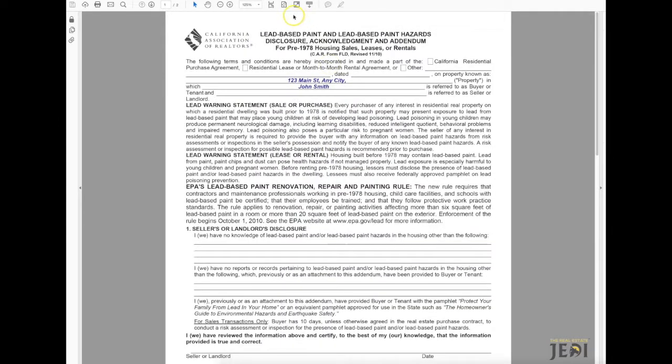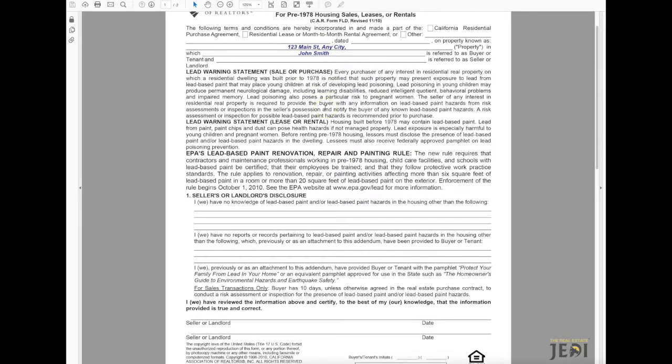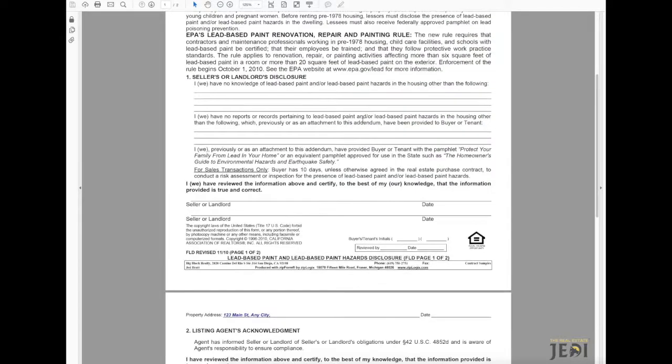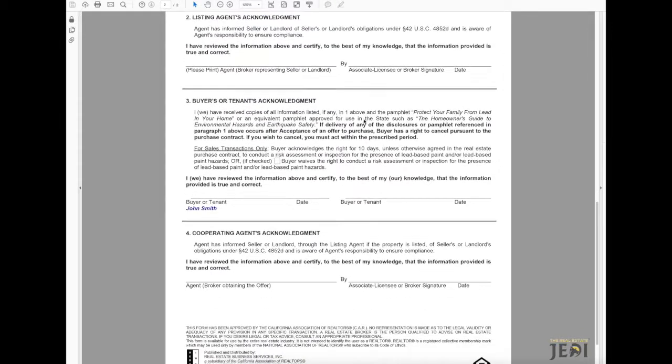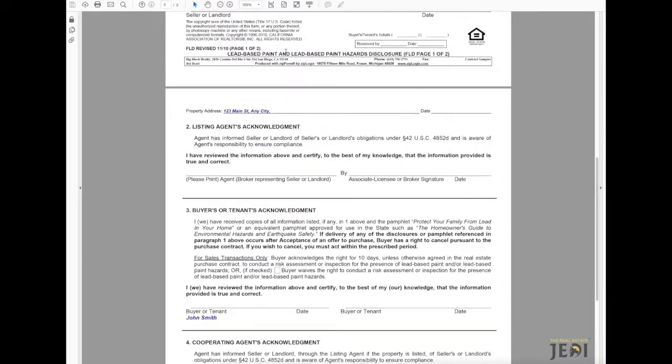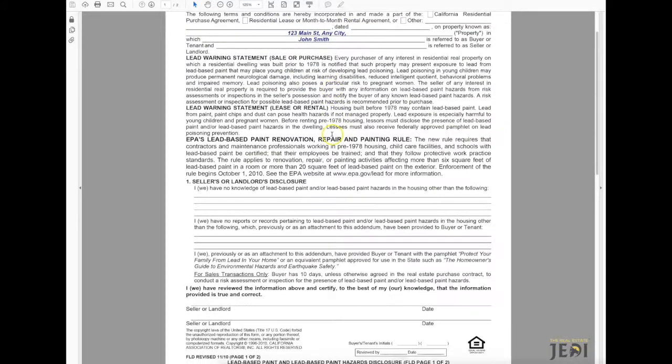Lead-based paint. Properties built prior to 1978 are going to require lead-based paint hazards disclosure. This is essentially just notifying buyers that there is a possibility and very high likelihood that their property does contain lead-based paint. Whether or not it's the most exterior coat or maybe it's been covered up many times, it's important that they know that because then there are specific renovation guidelines that they must follow if they're going to do any work on the property. So another important form.